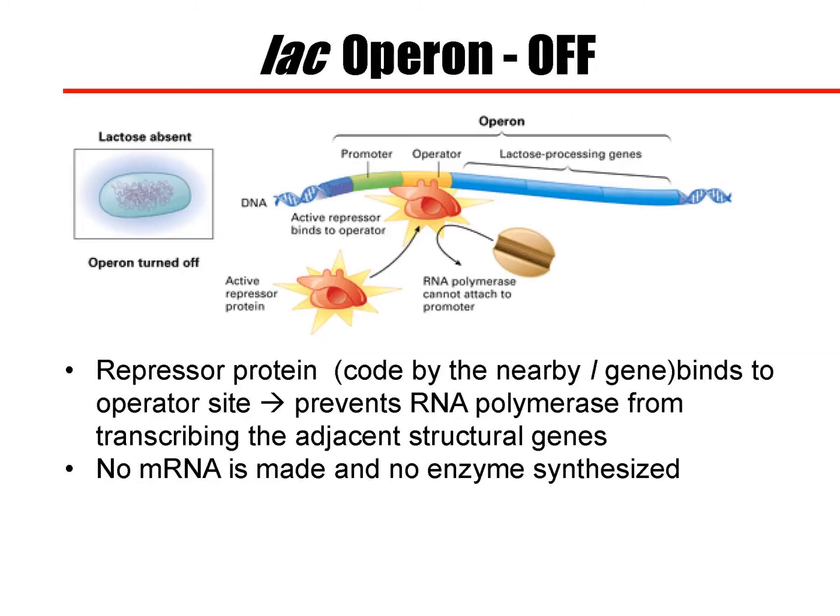So let's have a look at the two different conditions, when the lac operon is off and when the lac operon is on. In the absence of lactose, when there is no lactose in the medium, the operon is turned off. So what happens during this process? The repressor protein will bind to the operator site, and this will prevent the RNA polymerase from transcribing the adjacent structural genes. Therefore, no mRNA is made, and no enzyme is synthesized. This saves the energy of the cells, so you don't have to produce these beta-galactosidase enzymes.